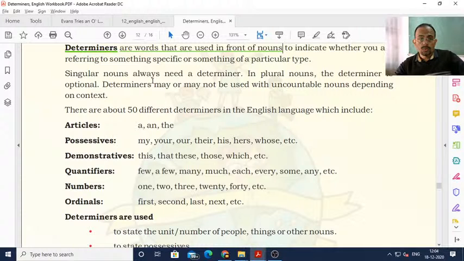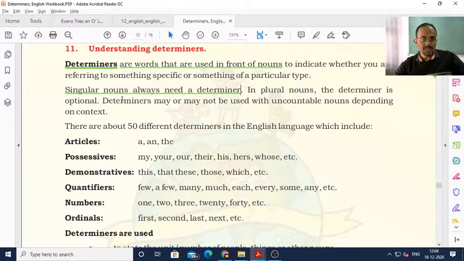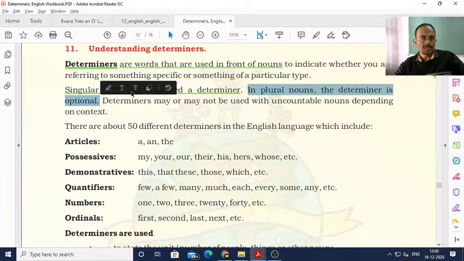When do nouns require determiners? I explained to you the other day. Singular nouns always need a determiner. That you please remember. Singular nouns always need a determiner. In plural nouns, the determiner is optional. Determiners may or may not be used with uncountable nouns depending on context. So always remember, singular nouns always need a determiner, and in plural nouns the determiner is optional.